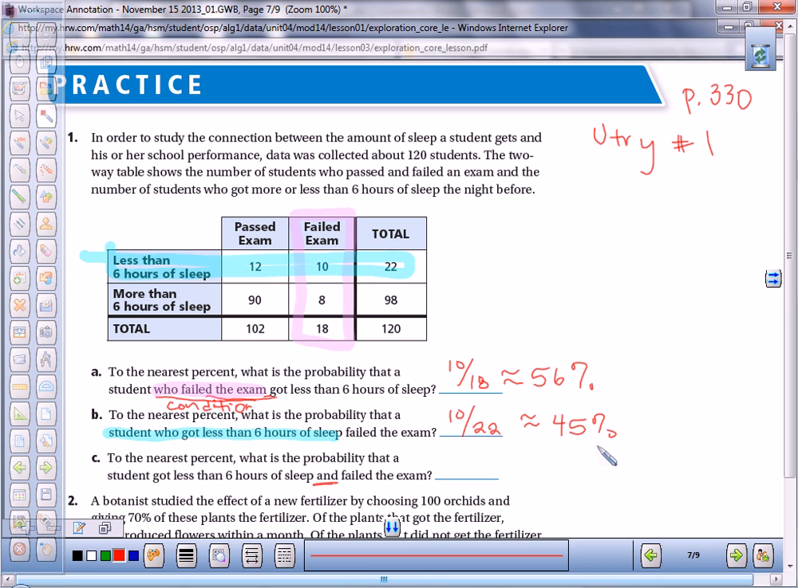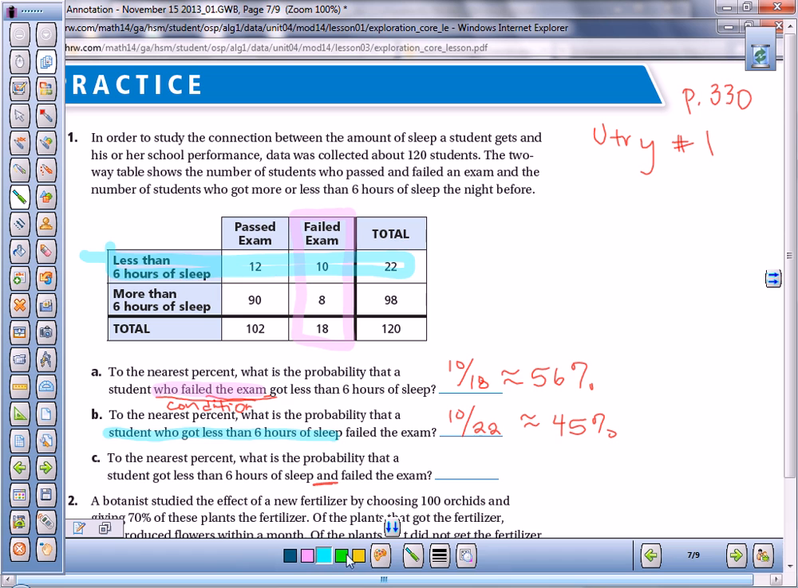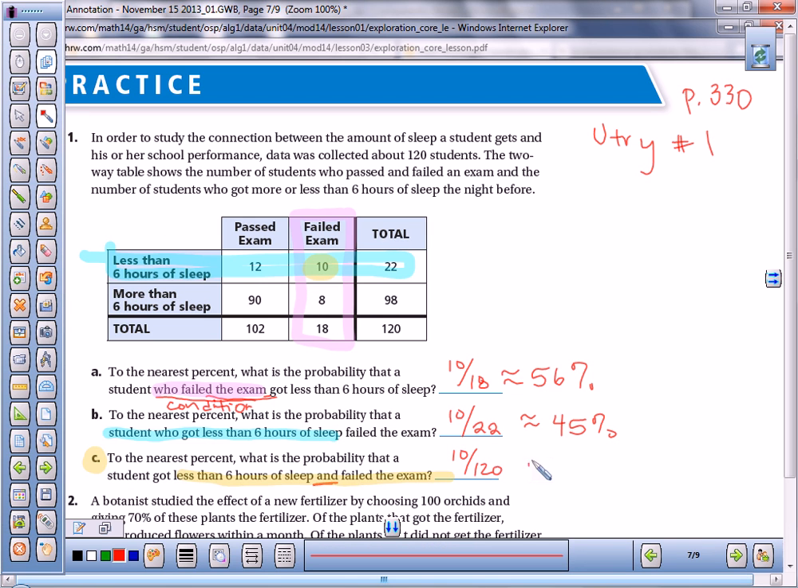Okay, now C is different. Did you notice that? All right, so let's read C and see how it is different. C says, to the nearest percent, what is the probability that a student got less than 6 hours of sleep and failed the exam? So we are not looking at a column or a row. We are looking at less than 6 hours of sleep and failed the exam. 10 out of the total, 120. Which is approximately 8%.